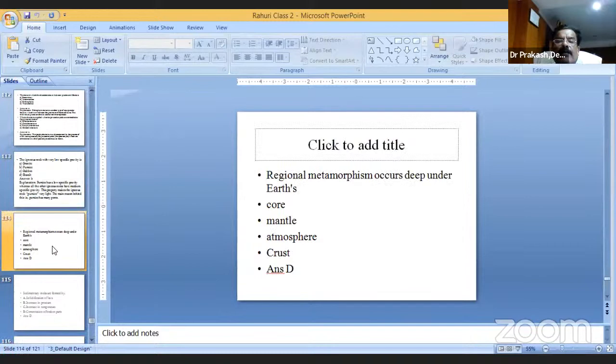So regional metamorphism occurs under Earth's... Where does the regional metamorphism occur? Core, mantle, atmosphere, crust. All solidified rocks you will find in the crust. So that is where the rocks can be formed.